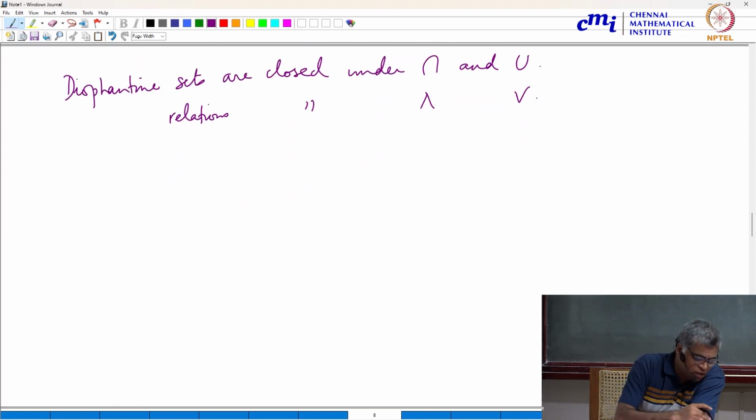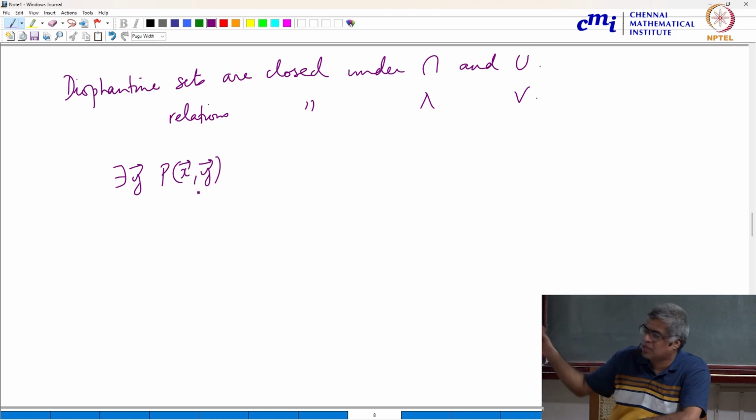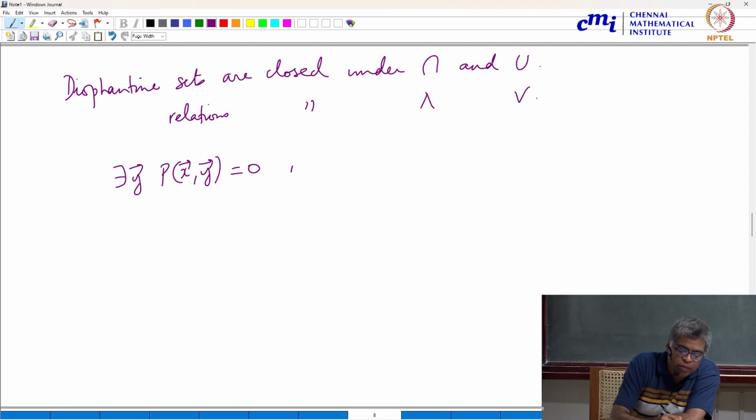Can you tell me, suppose I have two polynomials P and Q with the same parameters, can you give me one equation that captures both of these?